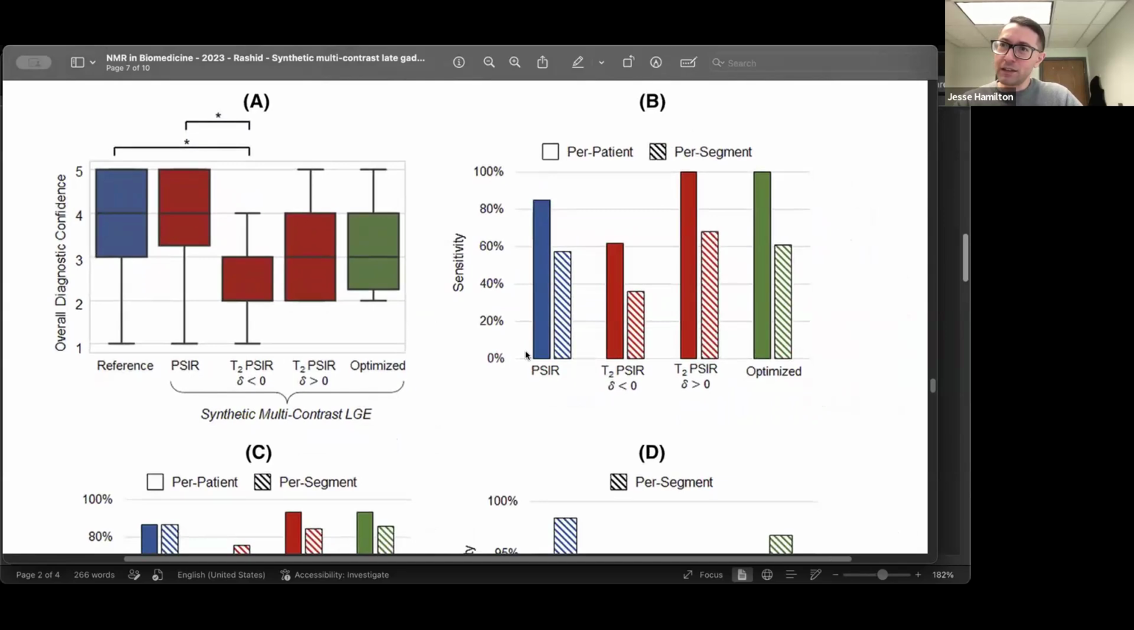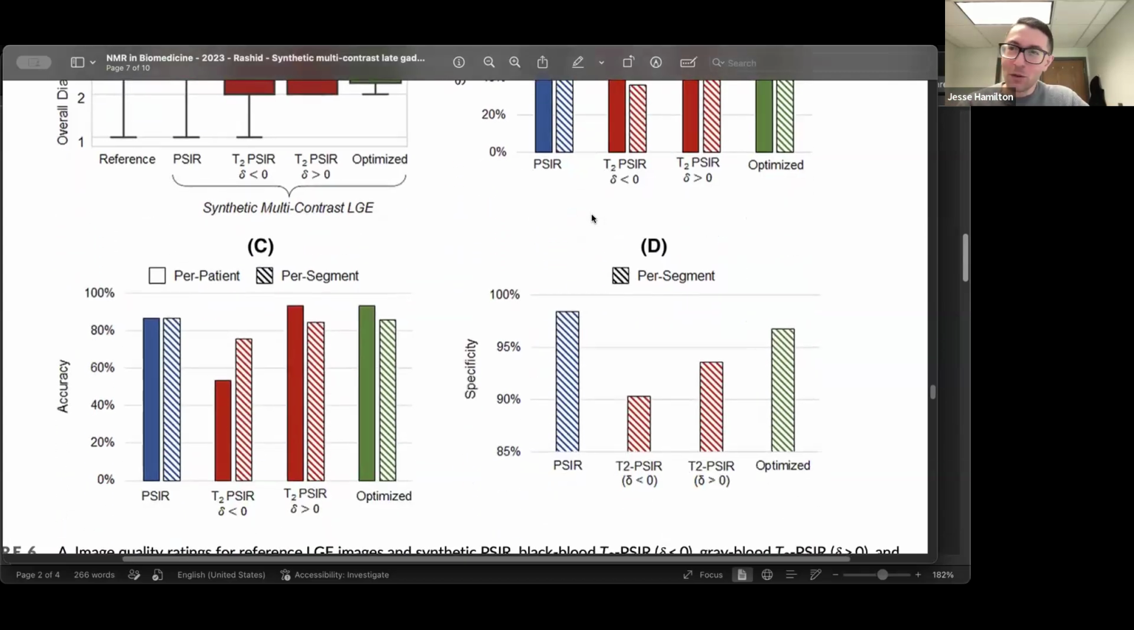Then panels B through D show an analysis where we looked at scar detection rates. So we used the clinical LGE to determine whether or not a segment truly had enhancement. And then we looked both on a per patient and a per segment basis, where the cardiologist read each of the synthetic contrasts individually. So they read the PSIR images alone and then read the dark blood images alone and so on.